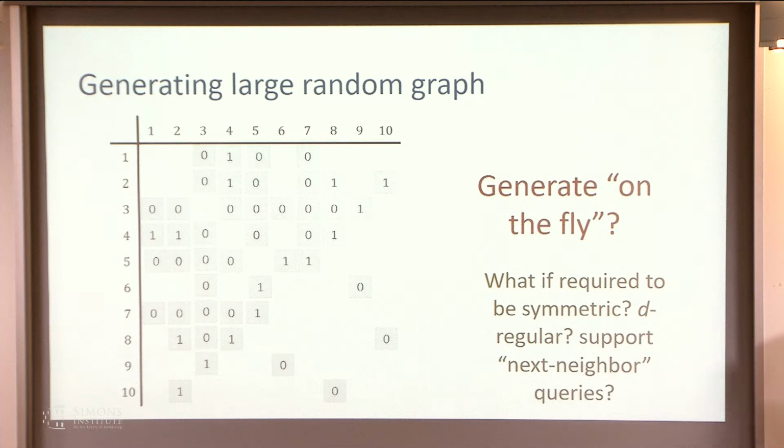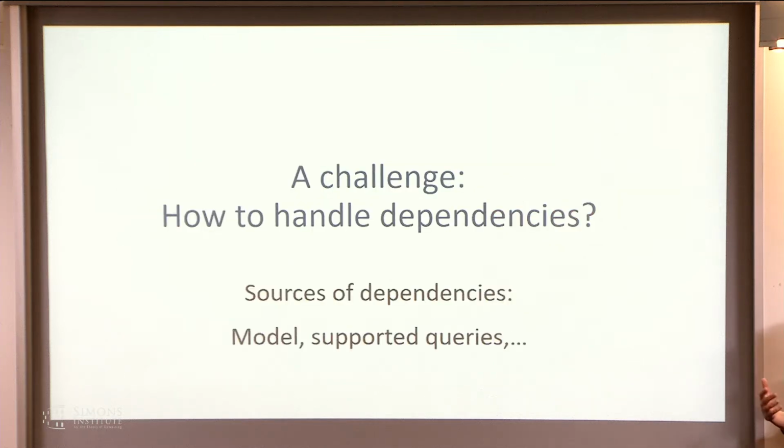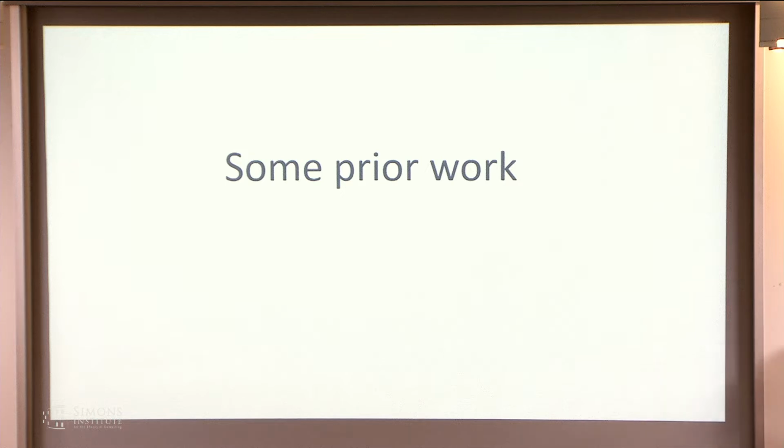Okay, what about if I want to support complicated queries, like what's the next neighbor? Because once I output the next neighbor, then I made a lot of decisions along the way that could affect things that happen later on. So the point is there are going to be dependencies, and some of these dependencies could come from the model, and other dependencies could come from the types of queries you support. Okay, so I want to talk about some prior work.